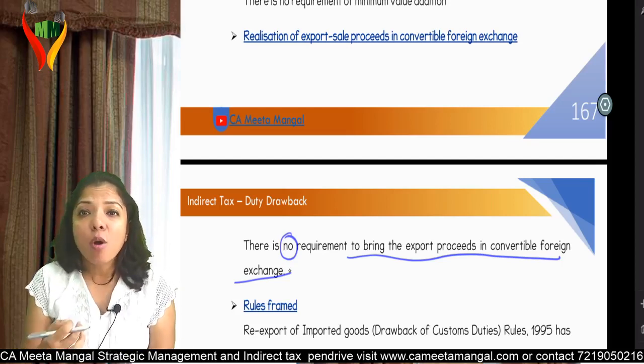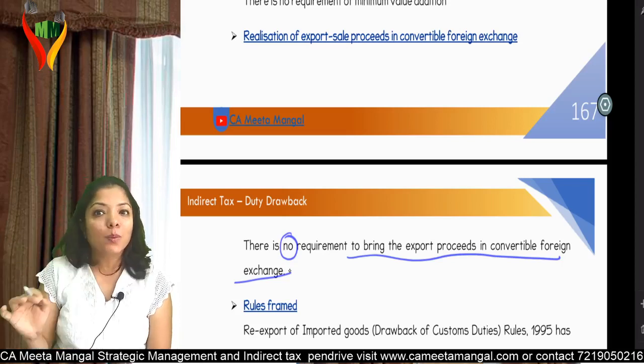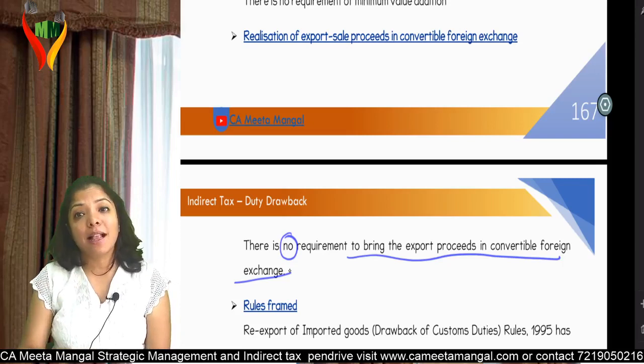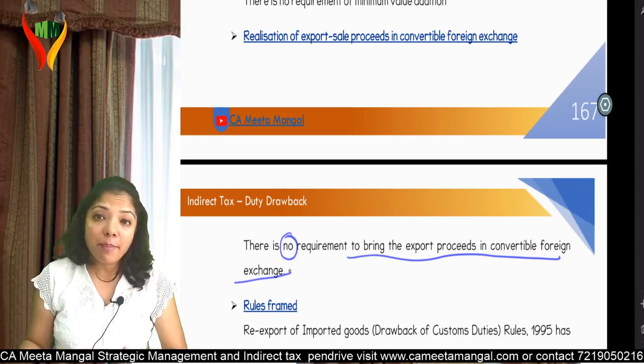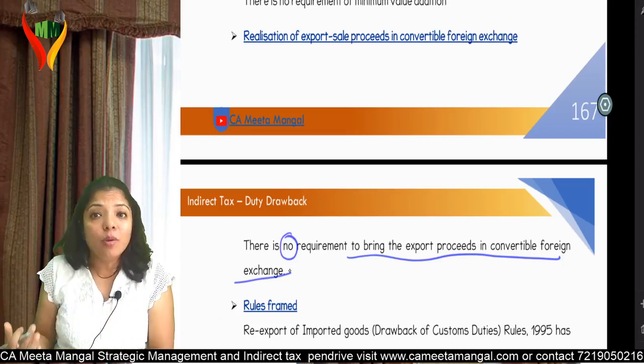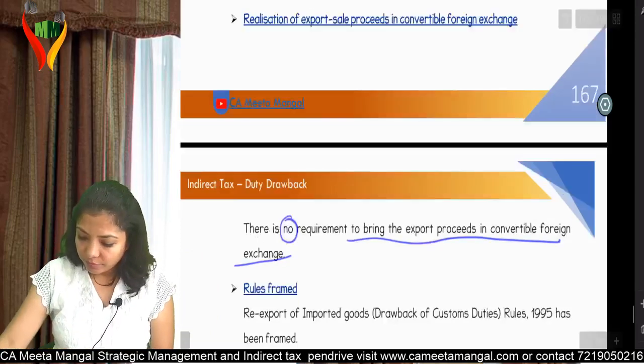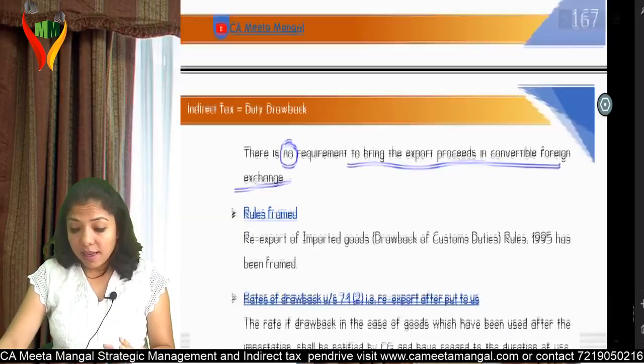Why are all these small things important? They may ask these things in the question and ask you to calculate the duty drawback. It may happen that I have not satisfied one of the conditions, so rather than calculating duty drawback, I have to say that I am not eligible. Am I clear?